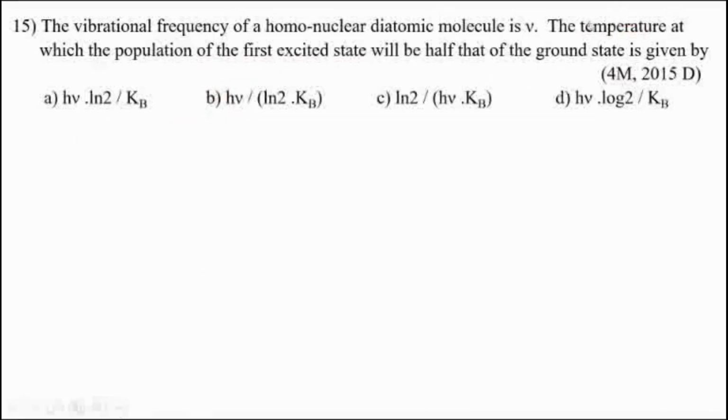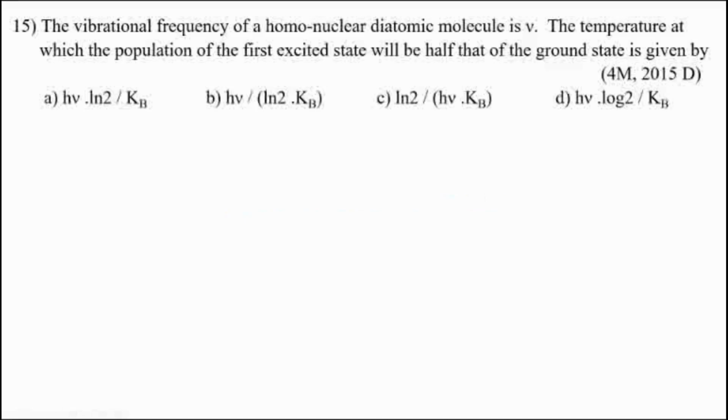I will discuss one more problem. See, the vibrational frequency of a homonuclear diatomic molecule is nu. The temperature at which the population of the first excited state will be half that of the ground state is given by. At what temperature will the population of the first excited state be half the population of the ground state? That is the question. I'll do this on the next page. See, what is the question? Listen.